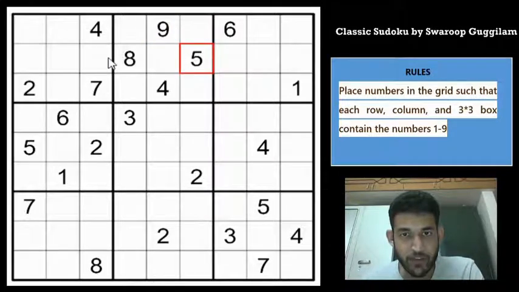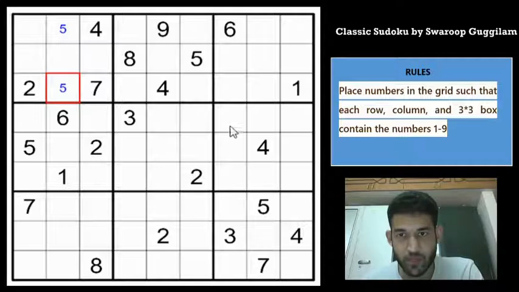Okay, there is a 5 in row 2 and a 5 in column 1, which means that 5 in box 1 must go into one of these two cells, right? There is a 5 in row 2 and 5 in column 8, which means 5 in box 3 must go into one of these two cells. And there is a 7 in row 7 and row 9, which means 7 must go into one of these two cells.